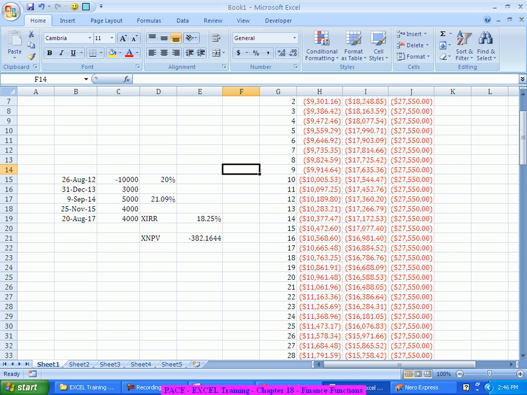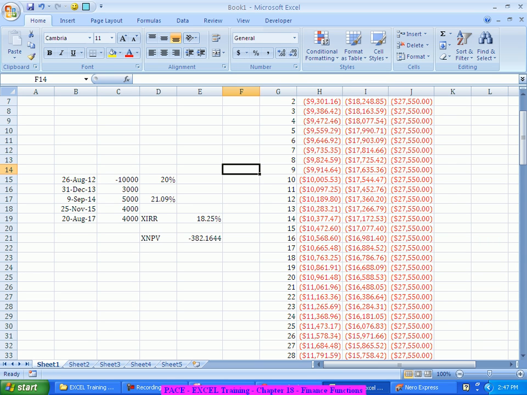Should it be accepted or not? Correct. If I look at the value of all the benefits as on today's date, my benefits are 382 less than my investment. It's not worth it for me.